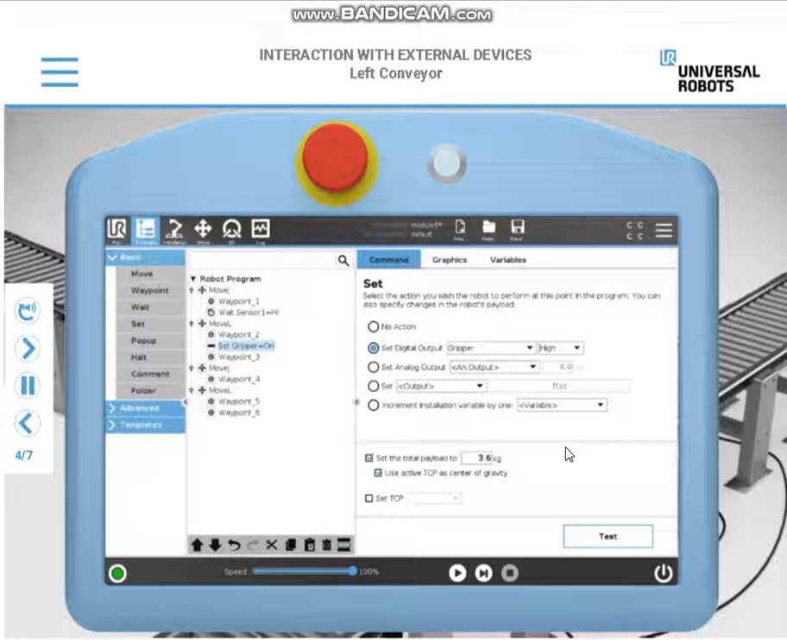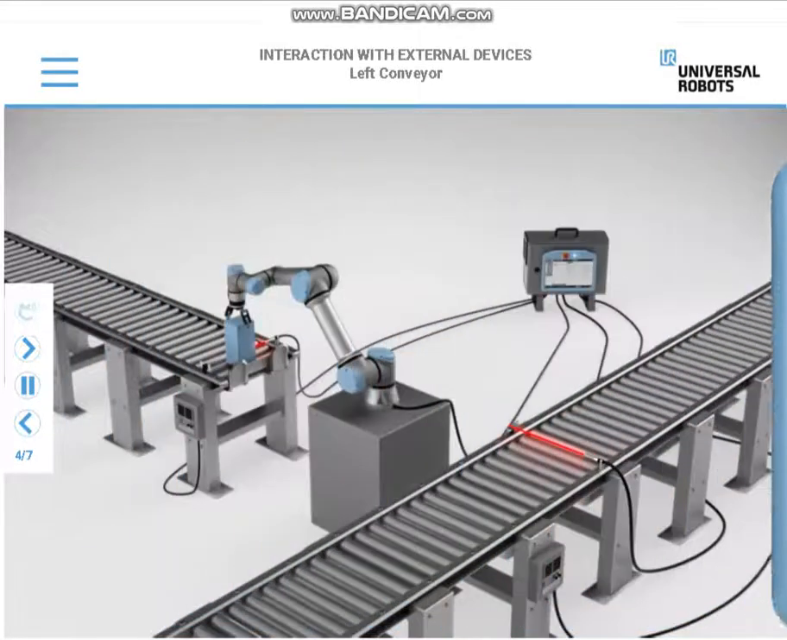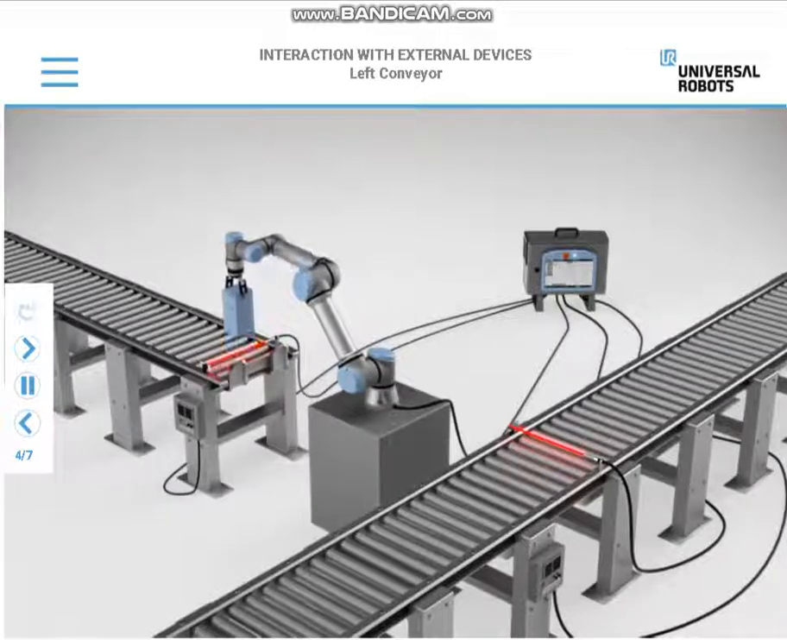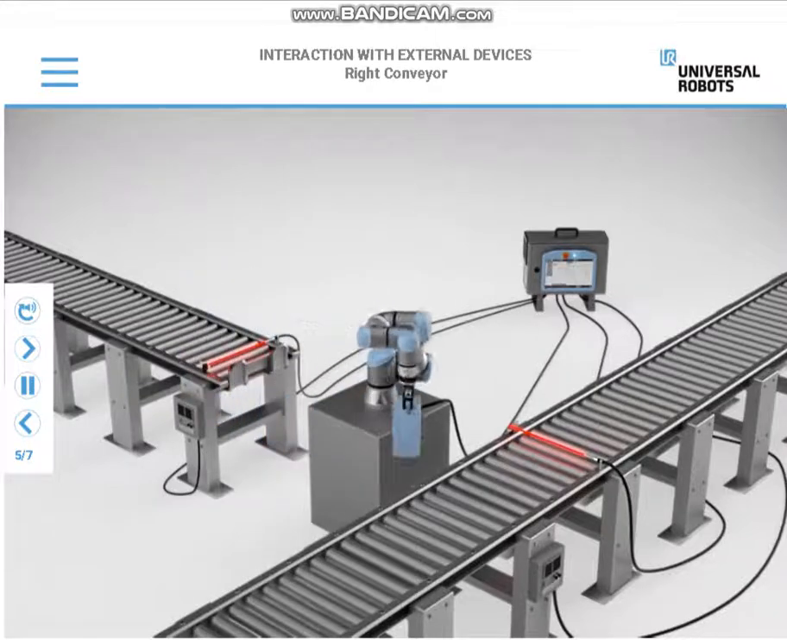It takes a little time to pick the workpiece, so you also need a command that makes the robot wait long enough before moving on to the next waypoint. Click the Wait command and select Wait 0.01 seconds in the command field. Set the time to 1 second. The robot now closes the gripper, adjusts the payload, and waits 1 second before moving to waypoint 3. You have configured all the set and wait commands needed at the left conveyor.